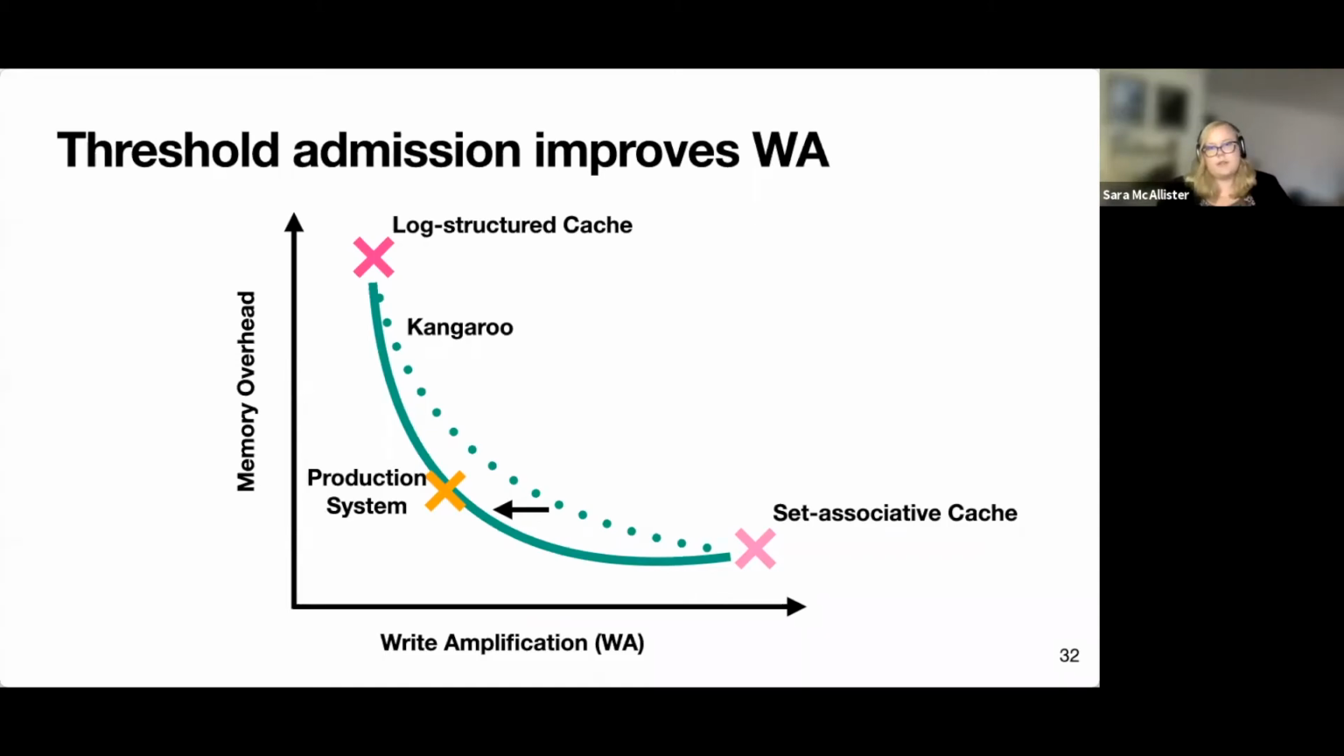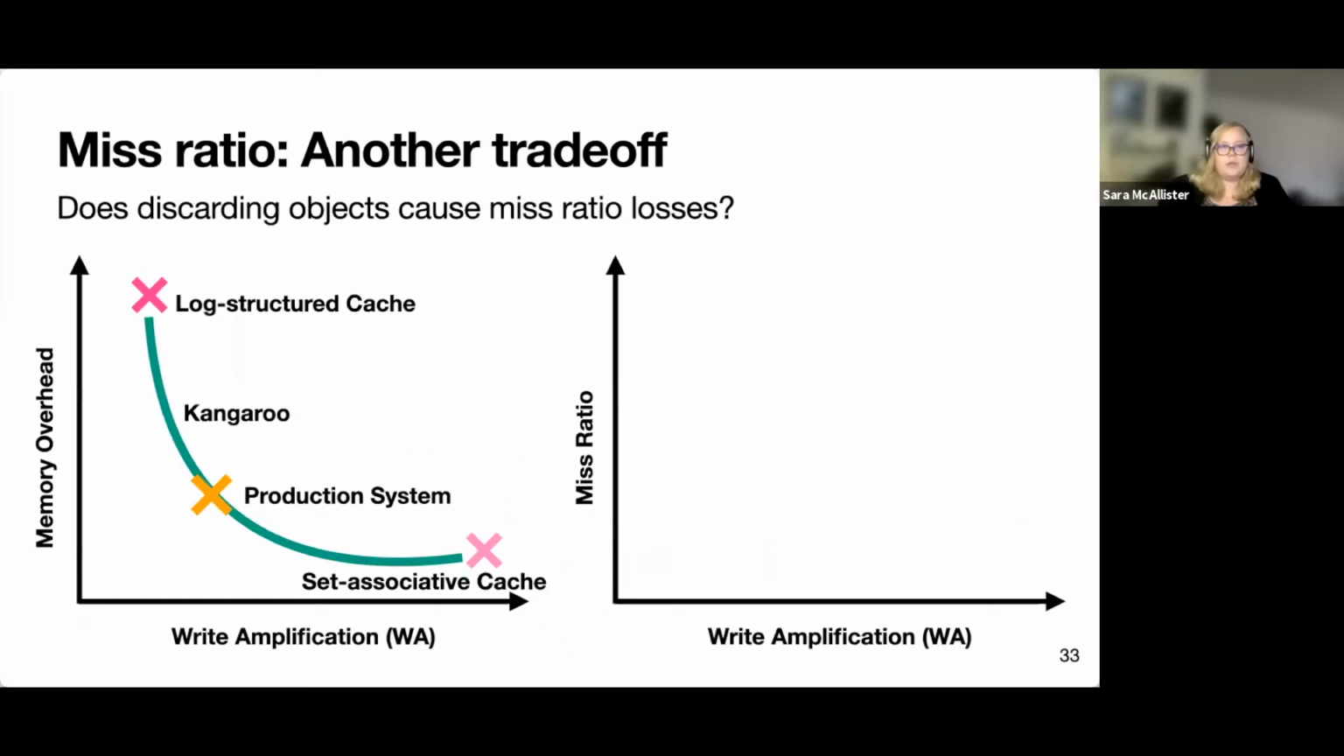However, this doesn't come without causing other problems. One thing that we haven't talked about so far is this other trade-off, this miss ratio trade-off. Because discarding objects, you can imagine, can lead to miss ratio losses. And so here on the left graph, we have the same graph you saw earlier. And on the right graph, we have miss ratio on the y-axis and write amplification on the x-axis.